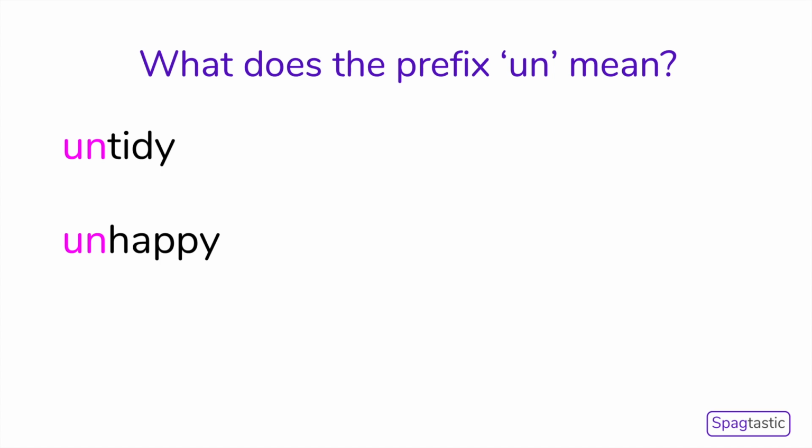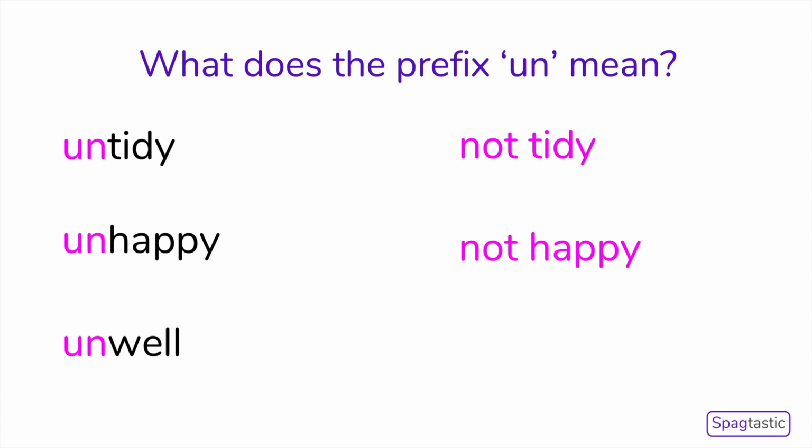Untidy, unhappy, and unwell. All of these words have something that is the same about them. They all begin with the prefix un. But what do they mean? Untidy means not tidy, unhappy means not happy, and unwell means not well. Un usually means not, and it changes the word to the opposite meaning. When we add the prefix un, the root word, which is the word we start with, does not change.